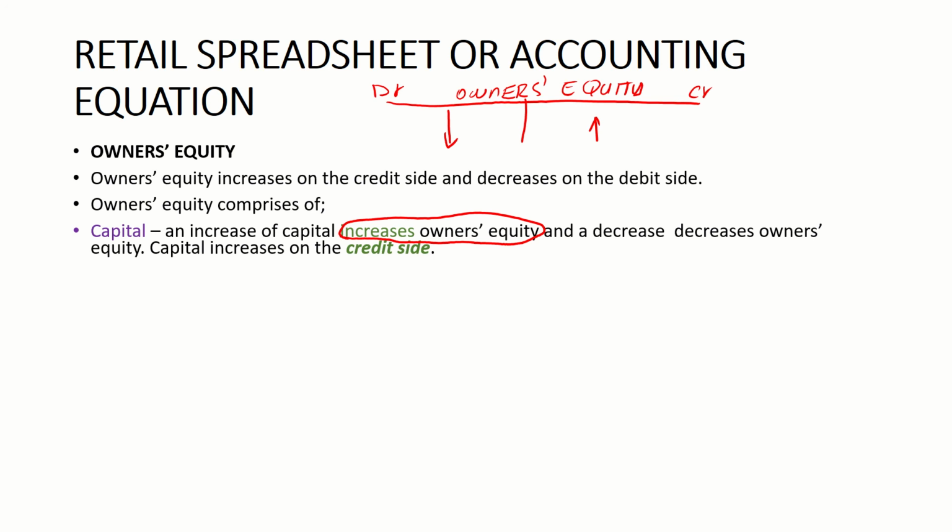Capital increases owner's equity. Capital will increase on the credit side because it increases owner's equity. Anything that increases owner's equity will increase on the credit side. Capital increases owner's equity, and obviously if it increases owner's equity, it will increase on the credit side.